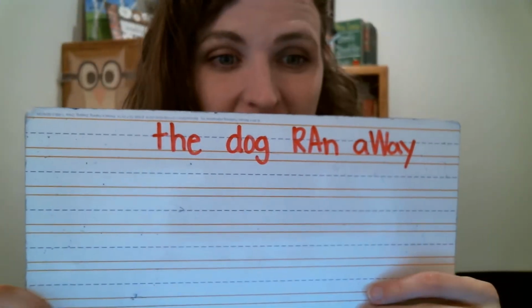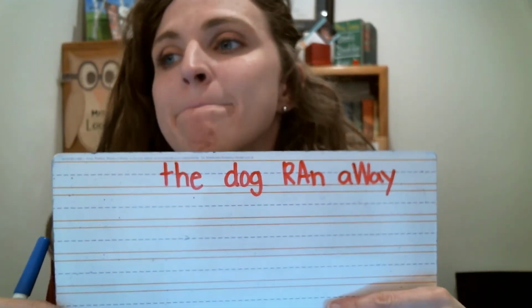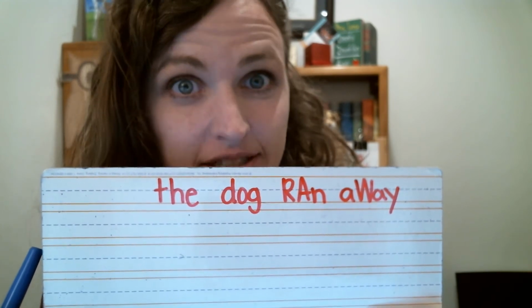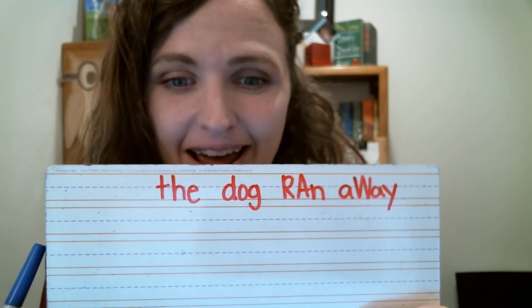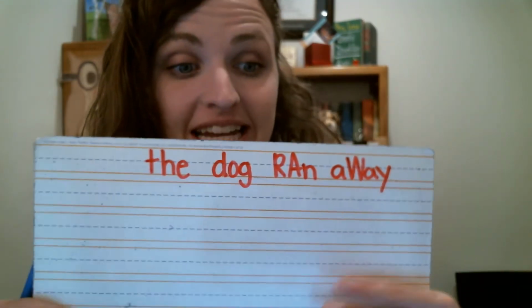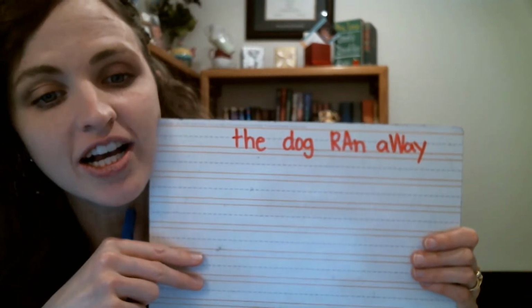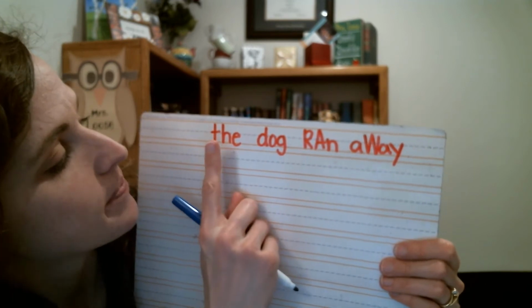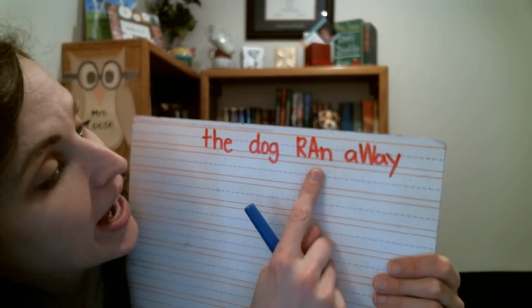Let's fix a sentence together. Here we have the sentence. You can fix the sentence without even knowing how to read it. Did you realize that? Because you know that the sentence should start with the capital and end with the period. Okay? Let's look at our sentence. I will read it for you in case you haven't read it yet. The dog ran away.